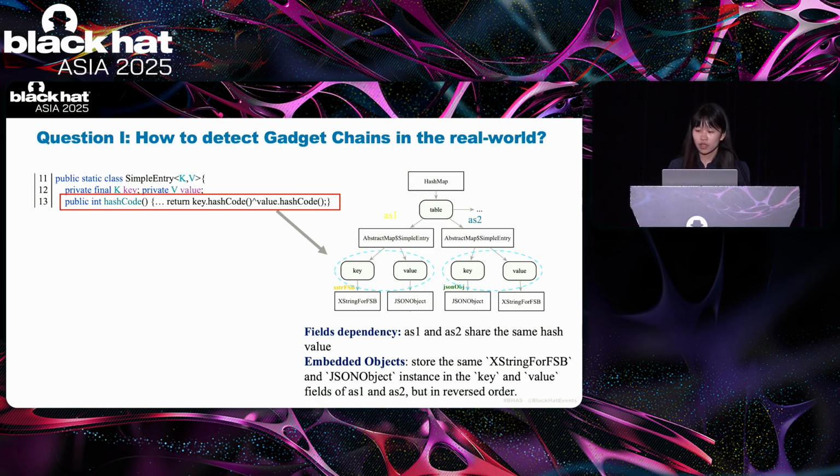hash value. Based on the hashCode method of SimpleEntry, we can know that we need to store the same string for FSB and the JSON object instance into the key and value fields of both S1 and S2, but in reverse order, just like this.